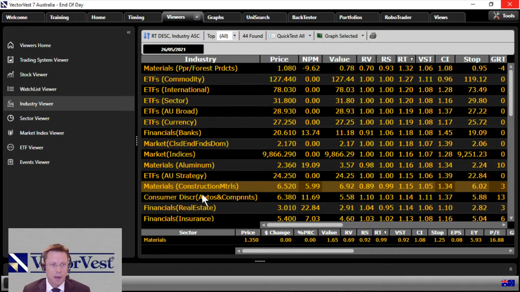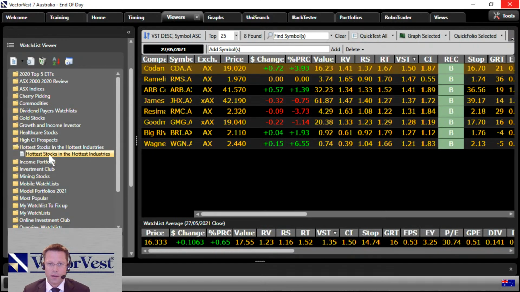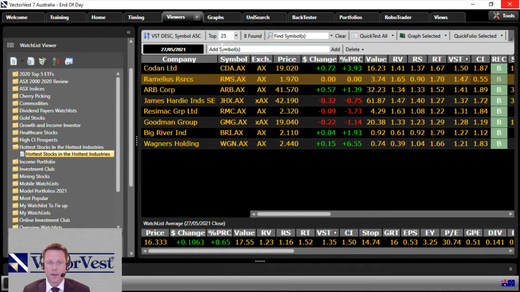Once I've jotted down my list, I then head over to my watch list viewer. Okay, so I go back to watch list viewer, and I open up the one that I've just generated. And then from here, just auto fit it all. From here, I then populate my symbols. All right, so you put in the code, CDA.AX, comma to separate it, and then you type in your next one, RMS.AX, comma, etc., etc. Once you put them all in, you click Add, and it'll then populate.